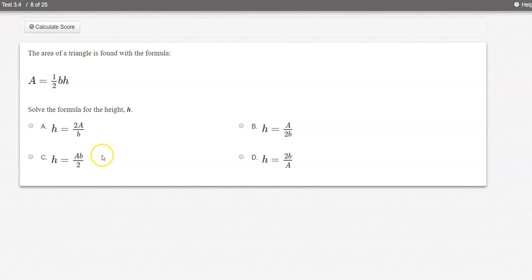This is the area of a triangle. We're solving it for h. So if we have 1/2, we're going to multiply the a by 2. So there's really only one answer choice that multiplied a by 2. So you could stop there, but you should also divide by b to get the h by itself. So 2 times a divided by b. The answer was A.